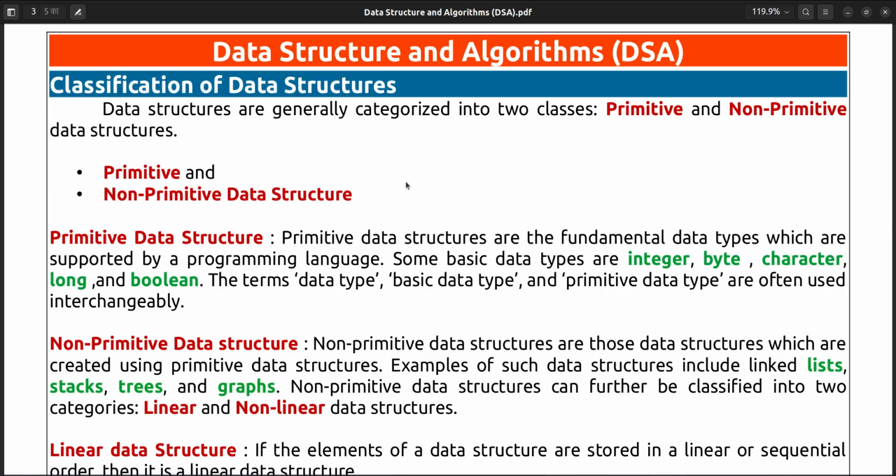Hello friends, welcome back. This is the second session of data structure and algorithms. In this session we will learn the classification of data structure.